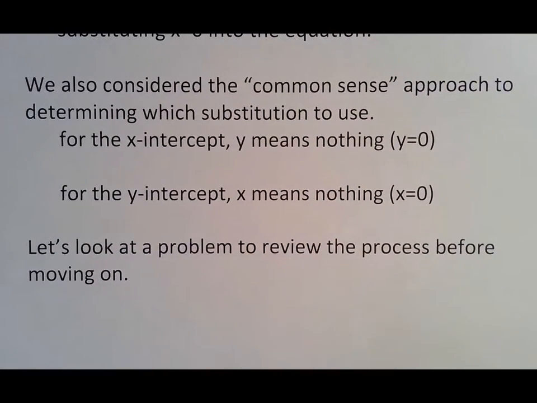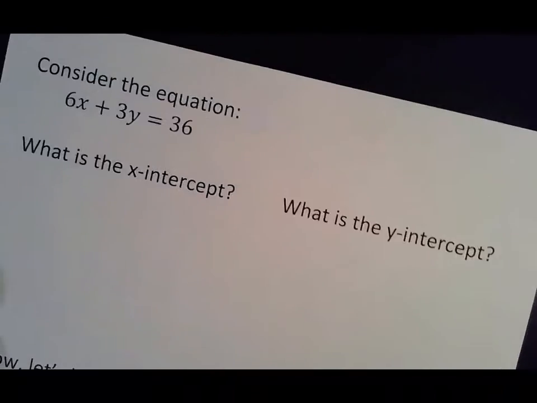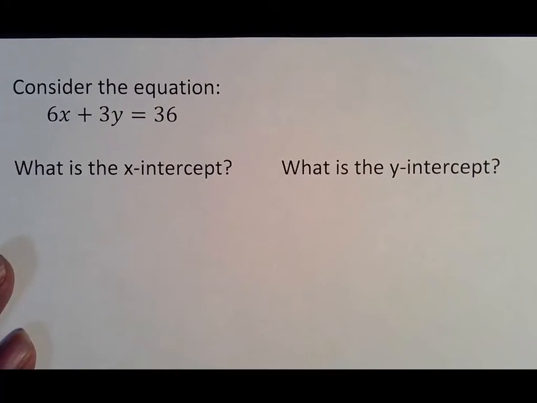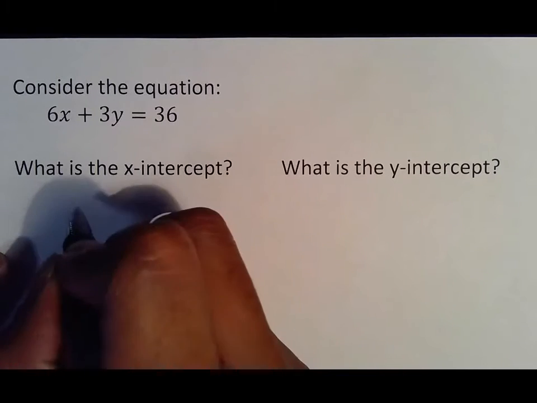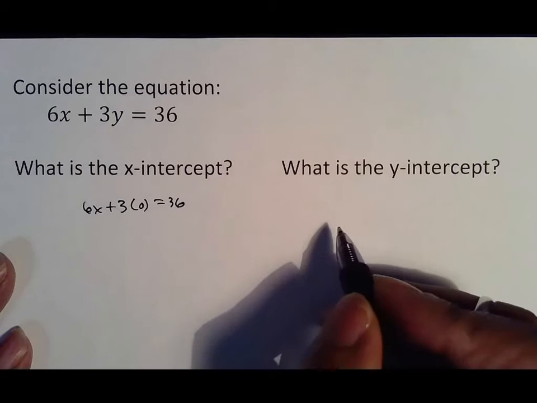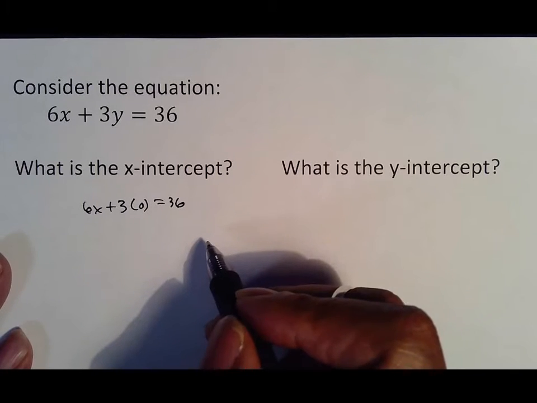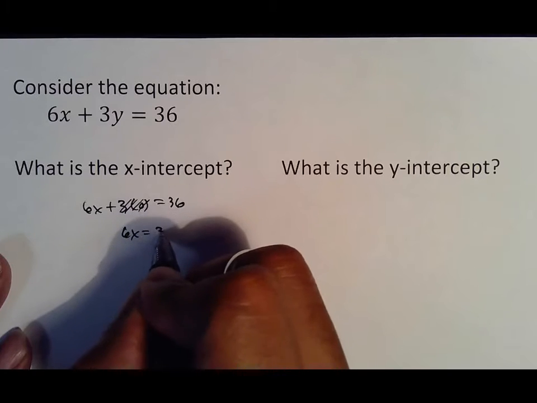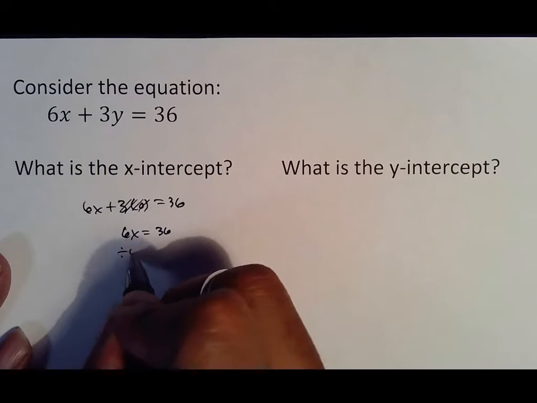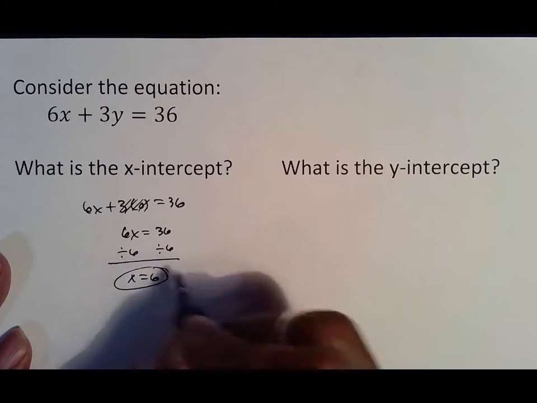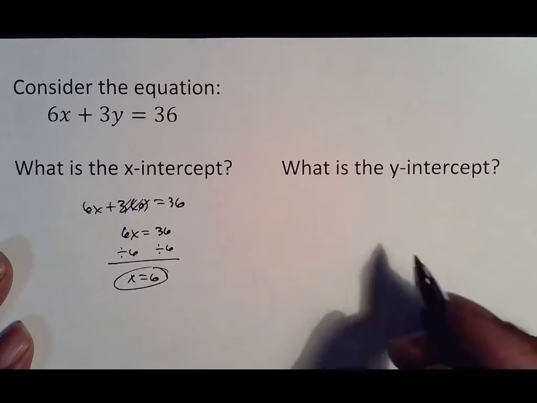But let's look at a problem real quick to review the process before looking at what we are actually going to do with it. So what we were doing yesterday is it said, x-intercept means y equals 0. So we did 6x plus 3 times 0 equals 36. That means that 3 times 0 goes away, giving us just 6x equals 36. We then divide by 6, giving us x equals 6. There's your x-intercept.